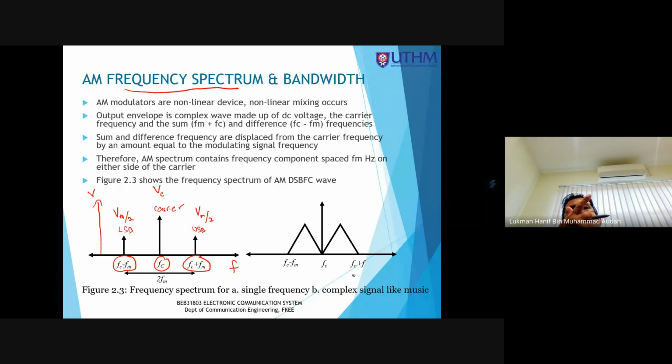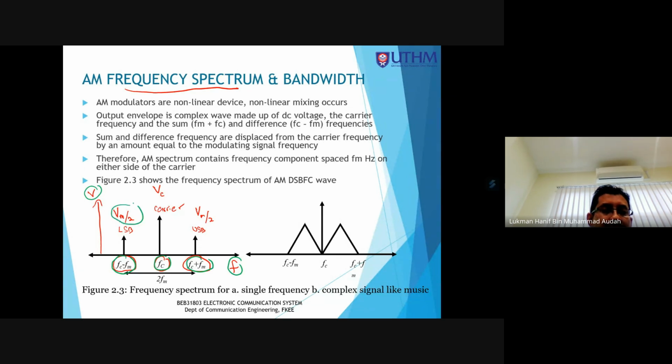The second thing I want to see is labeling. When you draw, then you have to label. So what are the labels that I am expecting? First, I am expecting you to label the axis, which is V versus F. Another thing I am expecting you to label is the frequency and also the amplitude.